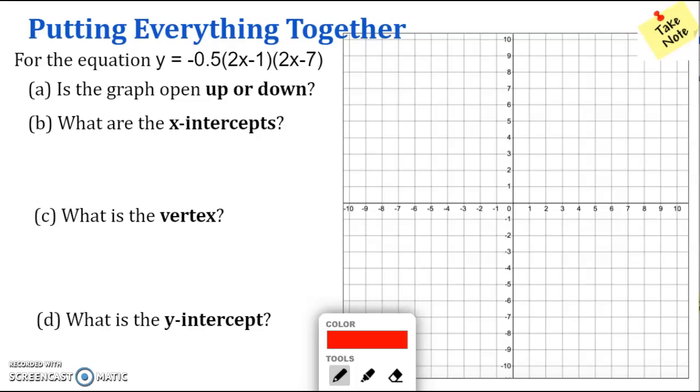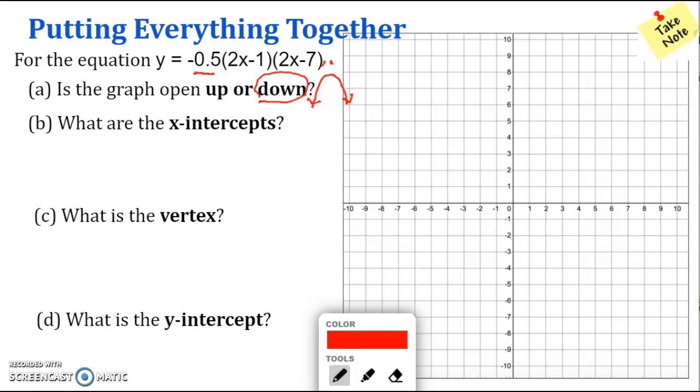First question: is this graph going to be opening up or opening down? Well, to decide that, you look at the multiplier right here. You're multiplying by a negative number. Okay, so what does that mean? It's going to be opening down. So it's going to look like a parabola that looks like this, a sad face parabola, if you can put in two eyes. Okay, so it's going to be opening down, so that gives us some idea.